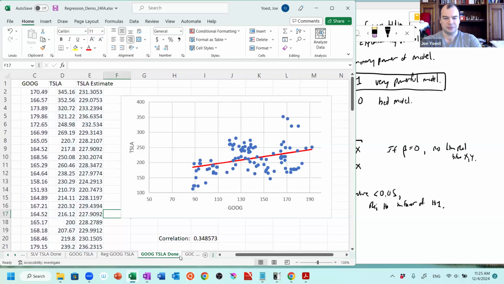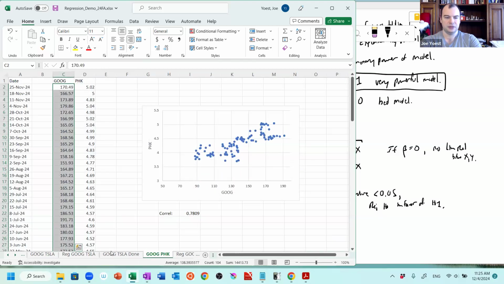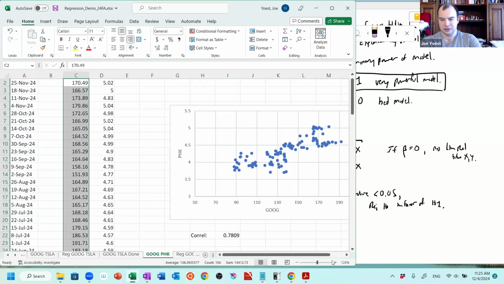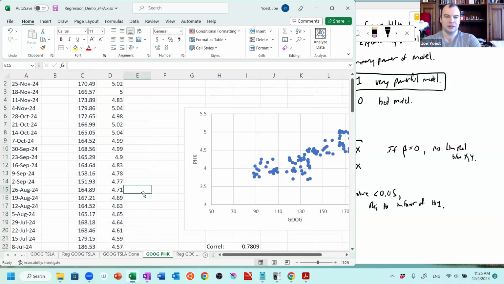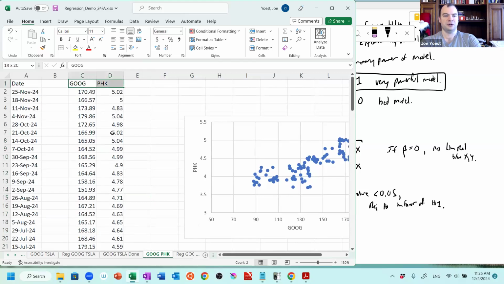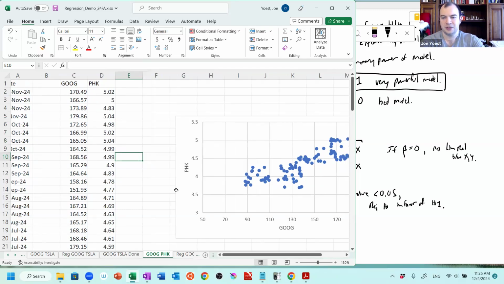All right. So let's look at two different securities. So here we have Google versus PIMCO. So this is Google's share price versus the price of a share of the mutual fund, PIMCO's high yield bond fund, the junk bonds, as they're sometimes called.